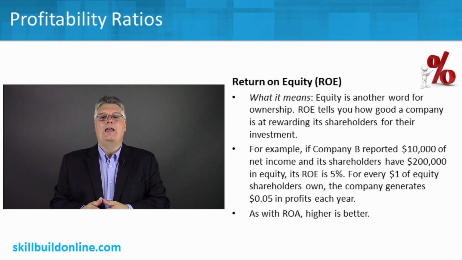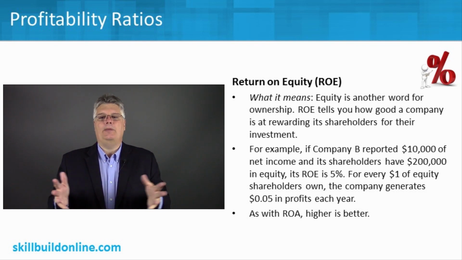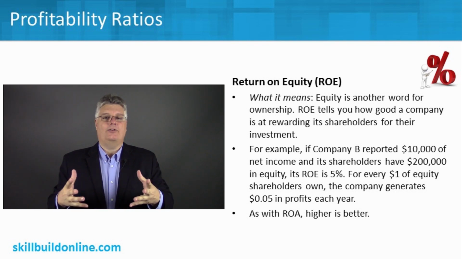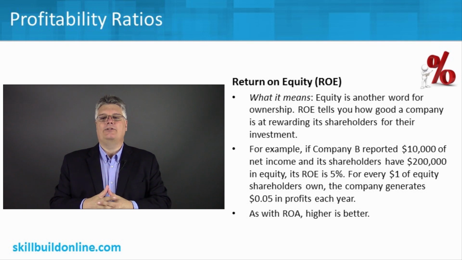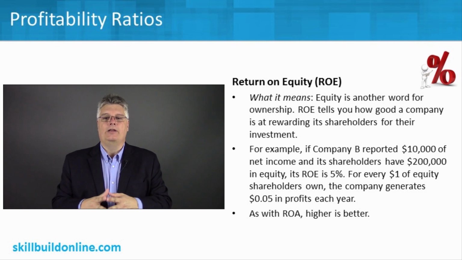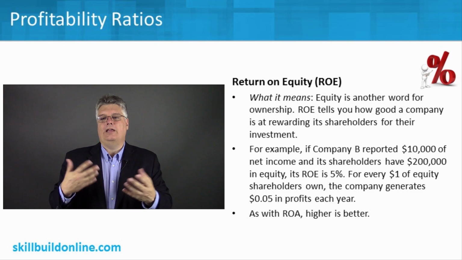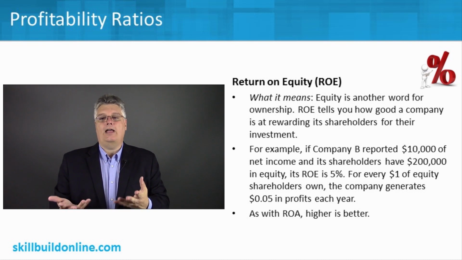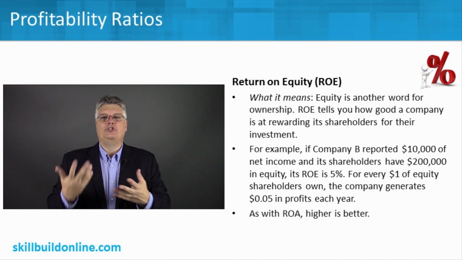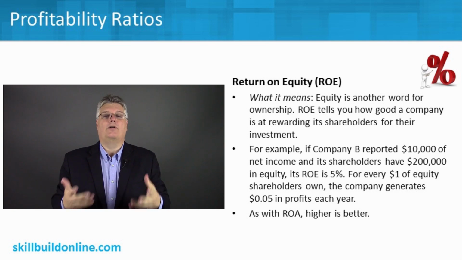So for example, if a company, let's say company B, reported $10,000 in net income, that's great. And the shareholders have $200,000 in equity. Its return on equity is thus 5%. So for every dollar of shareholder equity the shareholders own, the company is generating, in this case, 5 cents in profits each year, or 5%.